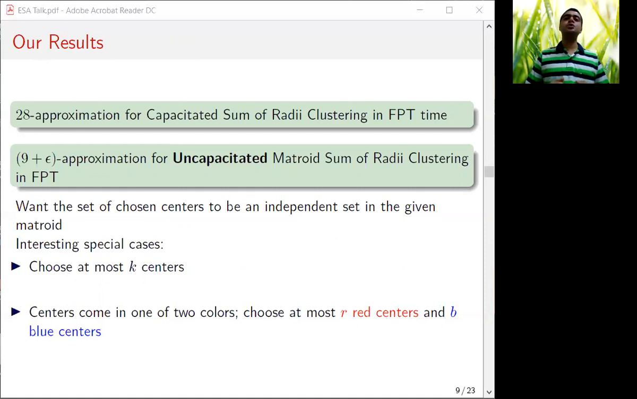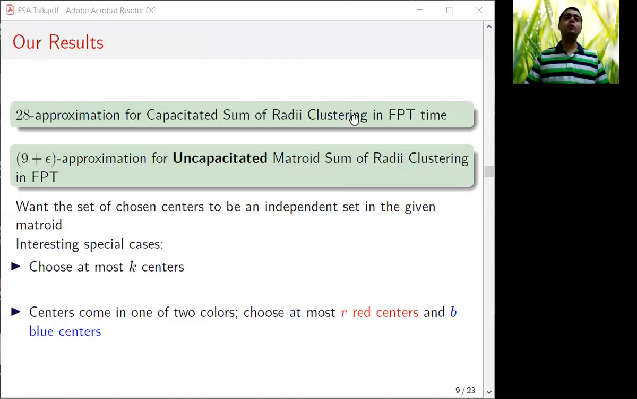And let's say you can choose at most R red centers and B blue centers. So this matroid formulation encapsulates all these different kinds of interesting scenarios. And we give a 9 plus epsilon approximation using a similar kind of FPT algorithm. This algorithm uses similar ideas as our main result, but it's much more simple. So we give it as a warm-up for our main result.